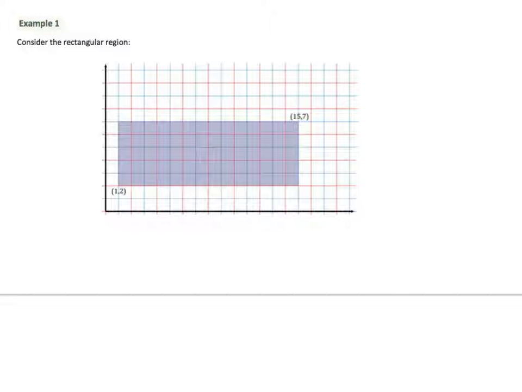So look at this region. It says consider this region. We're going to use this example in the next few questions. I just wanted to show it to you a little bit bigger first. All the red lines are single unit digits. Here I've got over 1 up 2. Every square is a unit, and 1, 2, 3, 4, 5, 6, 7, 8, 9, 10, 11, 12, 13, 14, 15. Yep, and 1, 2, 3, 4, 5, 6, 7. So it's true. We've got a rectangle here. I think it's the same rectangle we used in lesson 2. So let's use that rectangle and answer some questions.